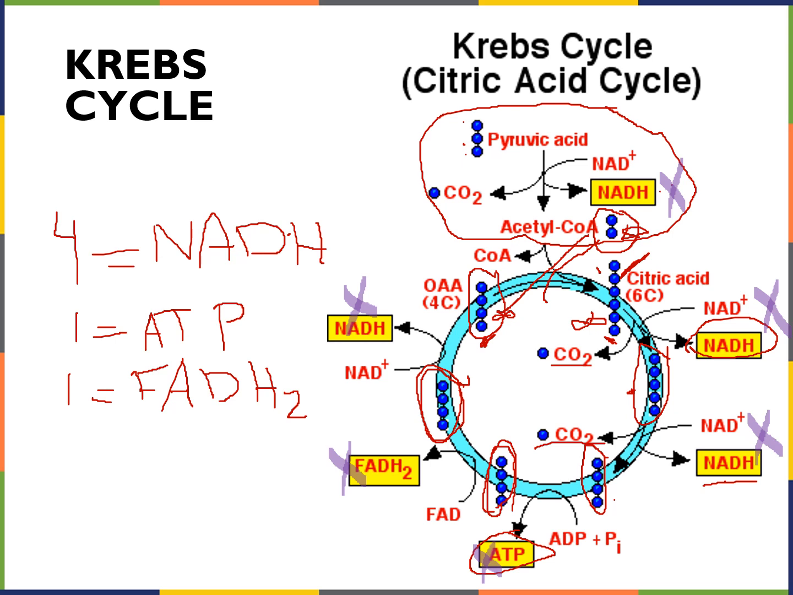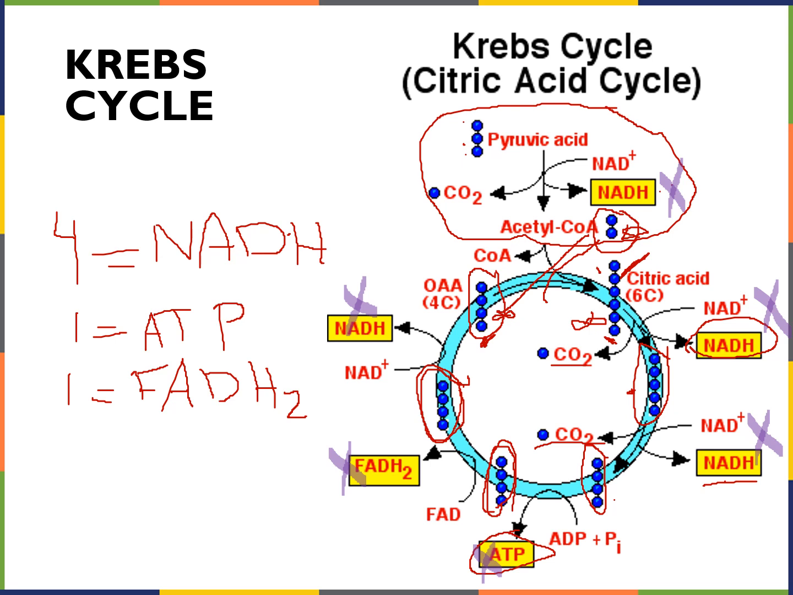So this is a test question. Per molecule of glucose, how much ATP is made, or what is the net ATP that is made? The answer is 38 molecules of ATP per molecule of glucose. 38 ATP per molecule of glucose.